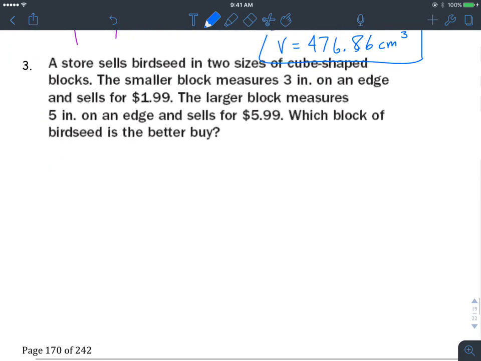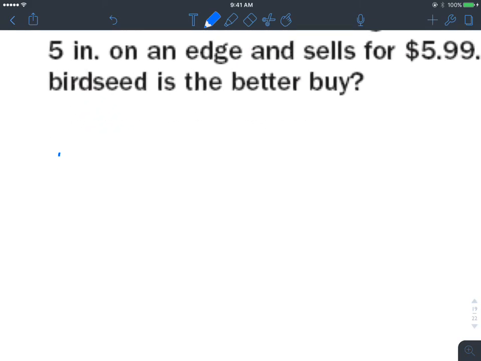This next one here is, I guess, a little bit tricky. A store sells birdseed in 2 sizes of cube-shaped blocks. The smaller block measures 3 inches on one edge and sells for $1.99. The larger block measures 5 inches on an edge and sells for $5.99. So what I'm actually going to do here on this one is find the volumes of those cubes.